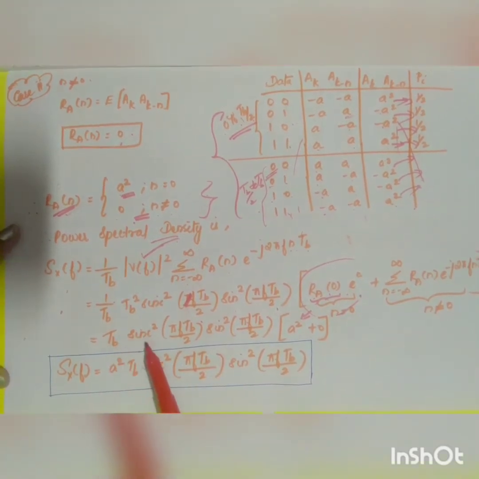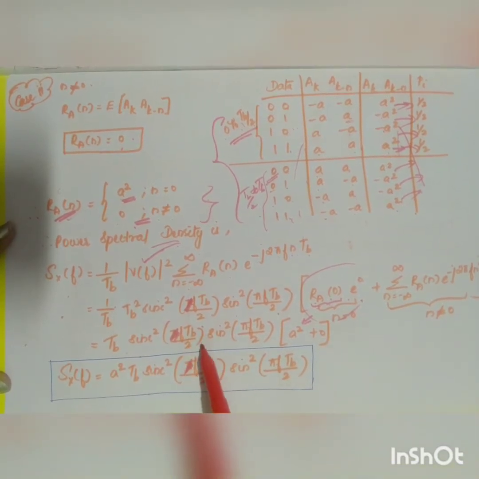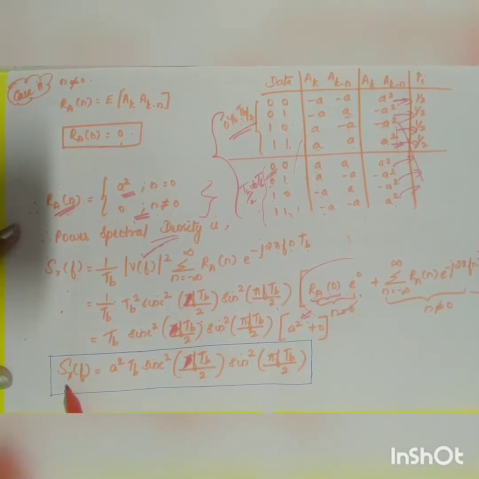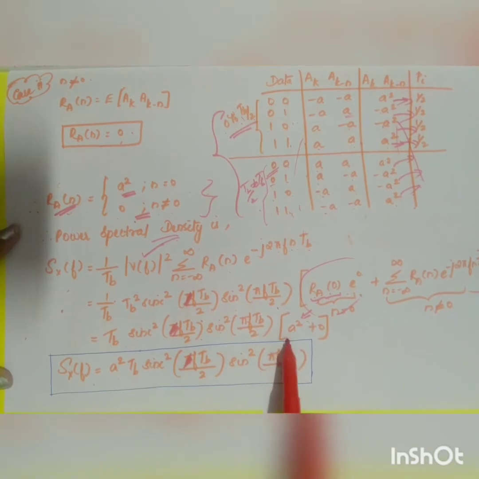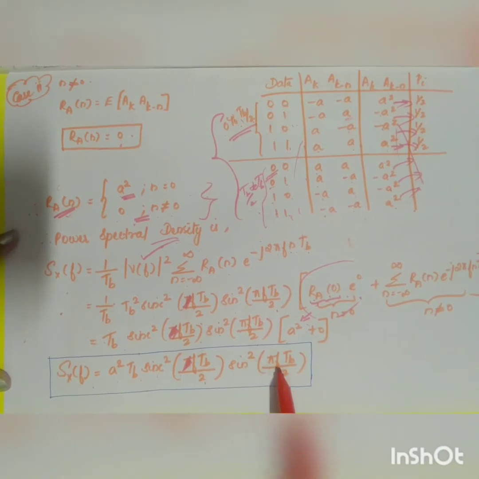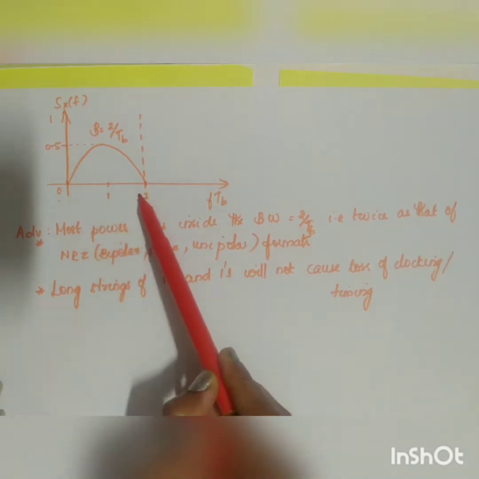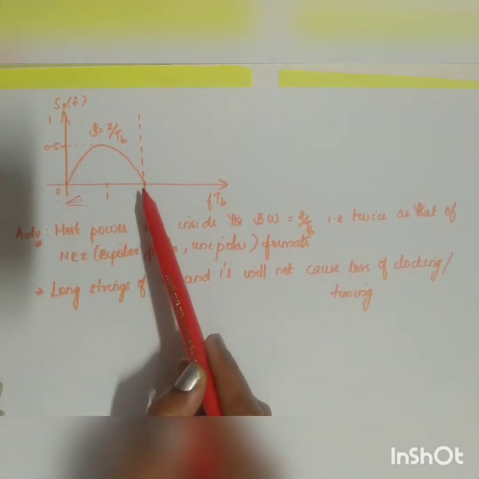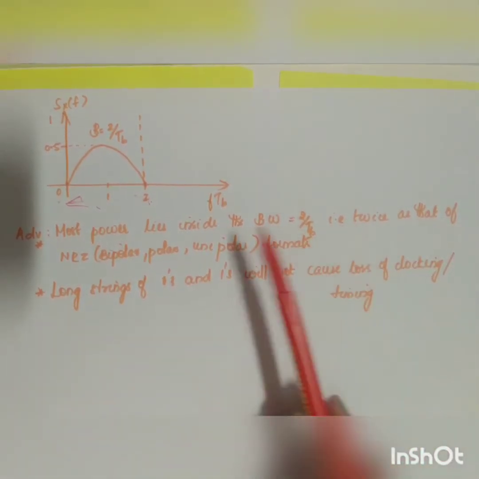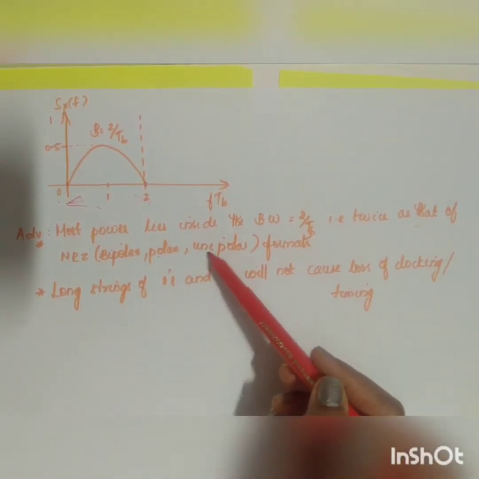So what you will be getting, Tb into sin square pi f Tb by 2 into a square. So what will be your final formula? S_x(f) is equal to a square into Tb into sinc square of f Tb by 2 into sine square of pi f Tb by 2. So this shows you the diagram. You can see that the bandwidth lies between 0 to 2 by Tb. So it is twice that of your bandwidth of your bipolar, polar, unipolar formats. Okay. Most of the power lies inside the bandwidth 2 by Tb. That is twice as that of the non-return to 0 and all other formats.